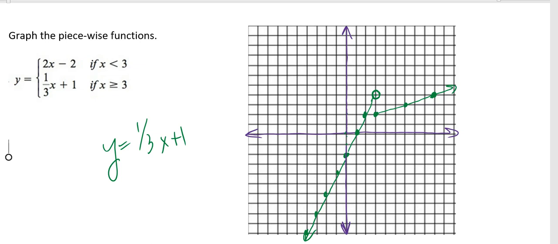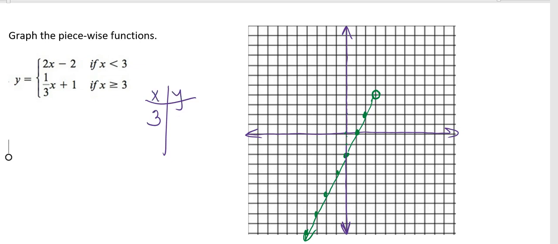Okay? That's one way. Another way you can construct that right side is just to give yourself a table and to give yourself a value of 3. So if x is 3, then y is going to be 2. Okay, let me give myself one more point. I'm going to give myself one point that's to the right or greater than or equal to 3. So I'm going to say 6.